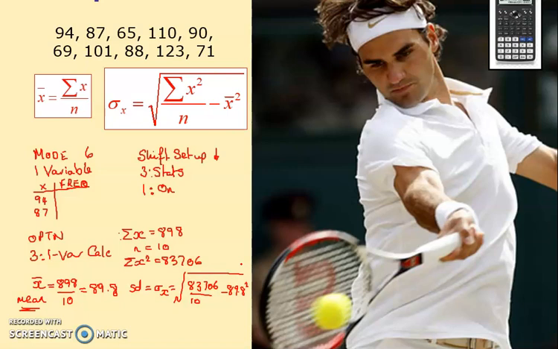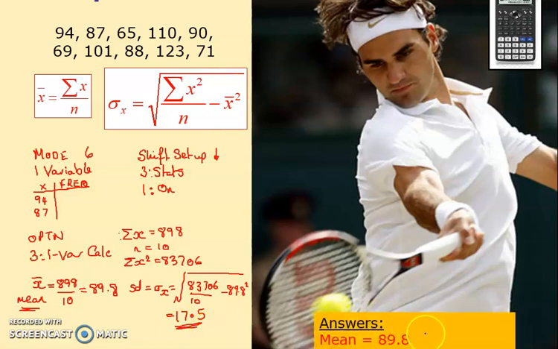So it's the square root of a fraction, 83706 divided by 10, minus 89.8 squared. And I get some horrible decimal, but if I press the SD I get 17.5. 17.51 I suppose. That's my standard deviation. And you can't quite see this here, but it does agree, it says 17.5. So we've got it right.